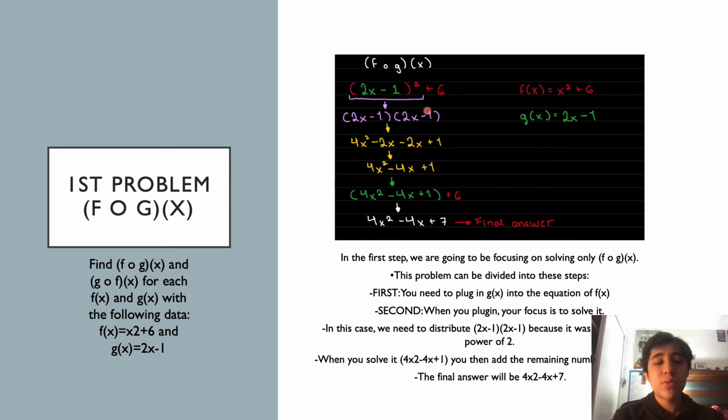So in this case, we need to distribute the 2x minus 1 because of the power of 2, which will give us 4x squared minus 4x plus 1. When we have that result, we just need to add the remaining number, which is 6. So the final answer will be 4x squared minus 4x plus 7.